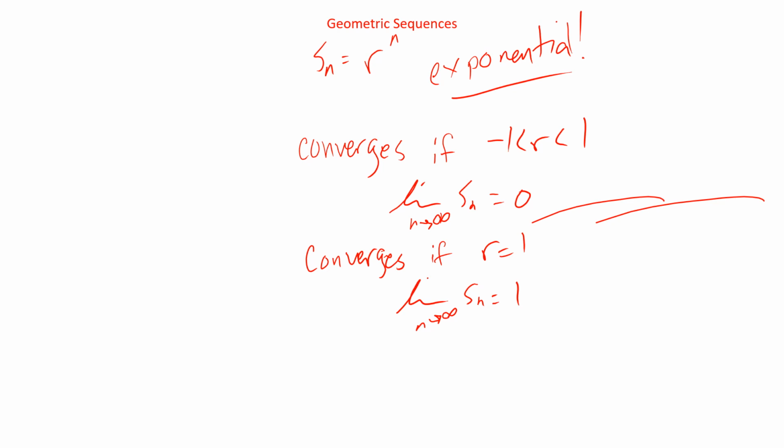And then it diverges otherwise. So it can converge to 2 different things, or it diverges. And this is really as far into sequences as we're going today. We will continue to look at these. We'll look at series as well in the next section.